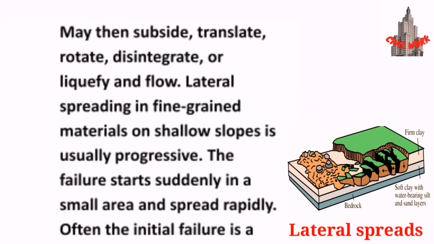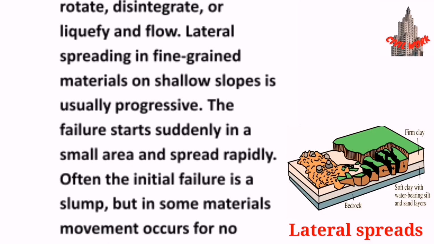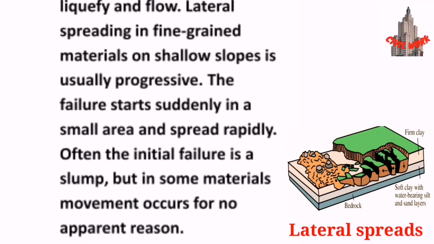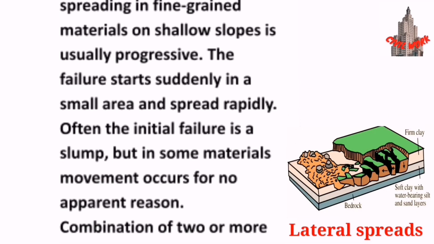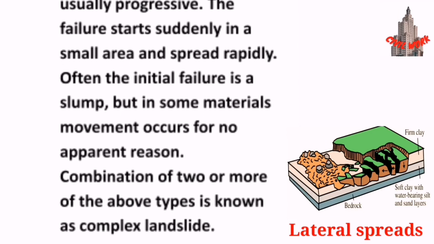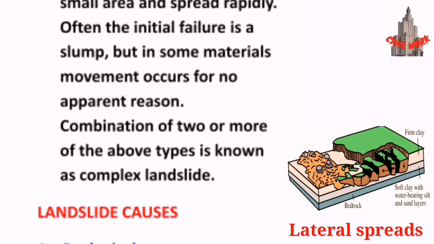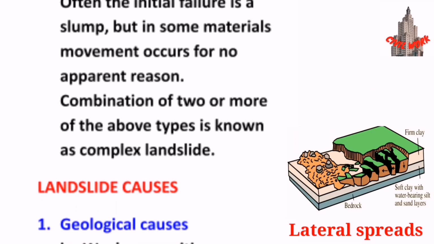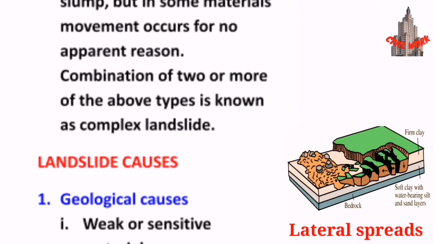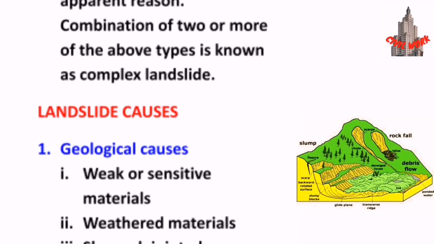Lateral spreading in fine grained materials on shallow slopes is usually progressive. The failure starts suddenly in a small area and spreads rapidly. Often the initial failure is a slump, but in some materials the movement occurs for no apparent reason. A combination of two or more of the above types is known as a complex landslide.